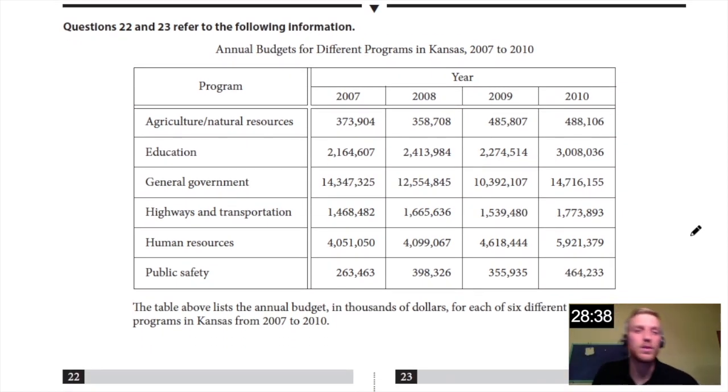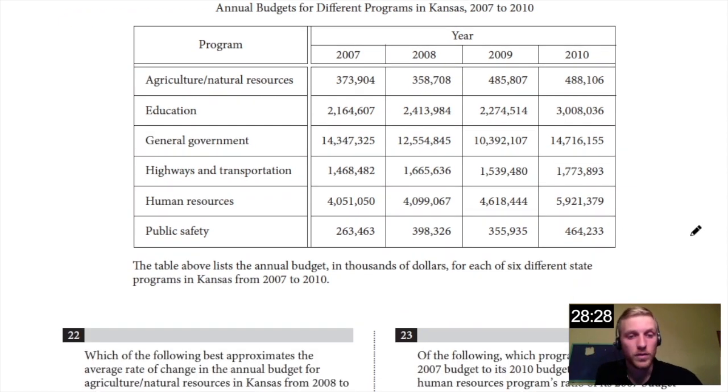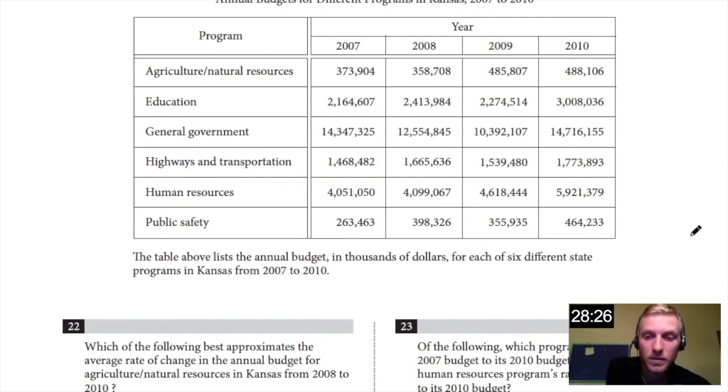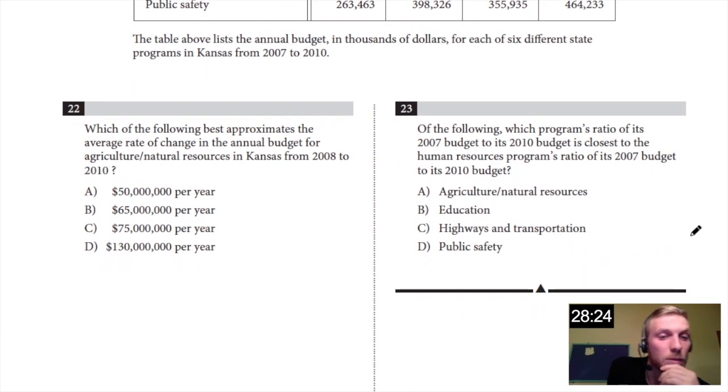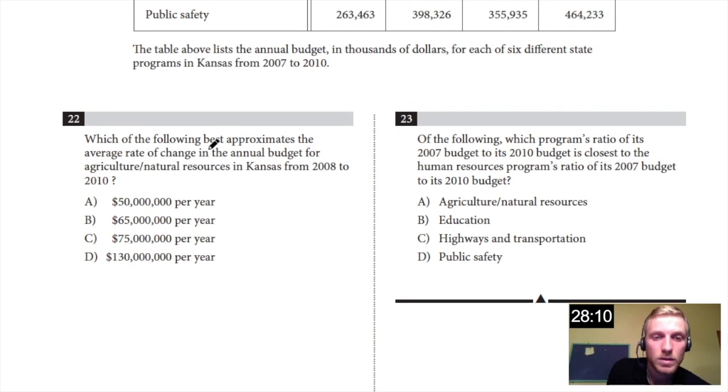So questions 22 and 23 refer to the following information. Annual budgets for different programs in Kansas, 2007 to 2010. The table above lists the annual budget in thousands of dollars for each of 6 state programs. 22. Which of the following best approximates the average rate of change in the annual budget for agriculture and natural resources from 2008 to 2010?